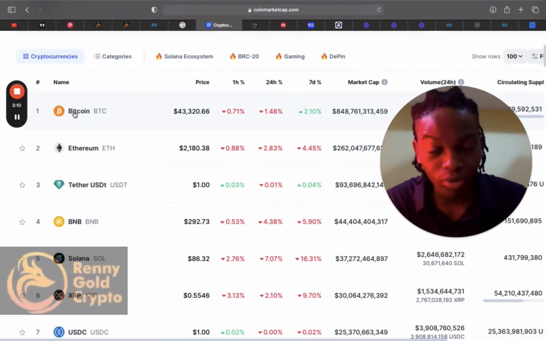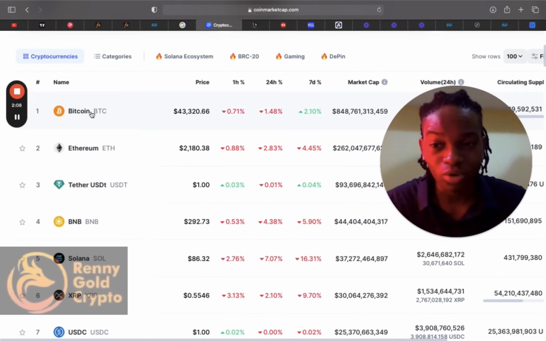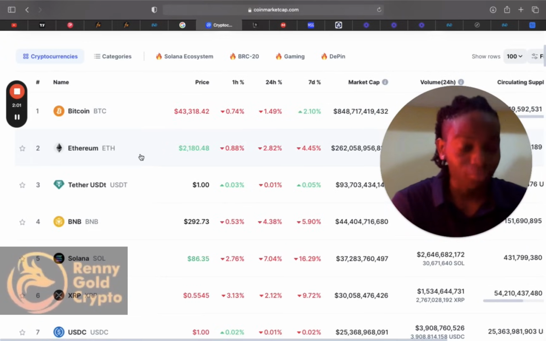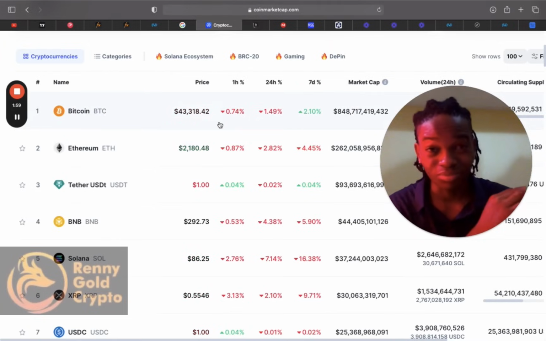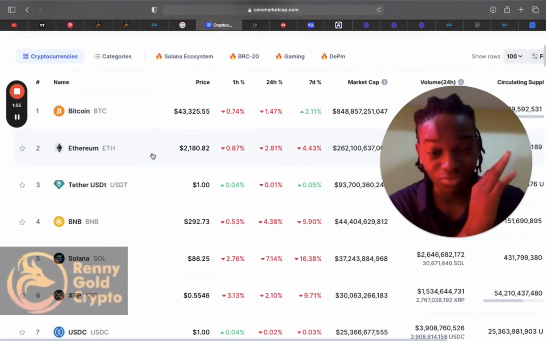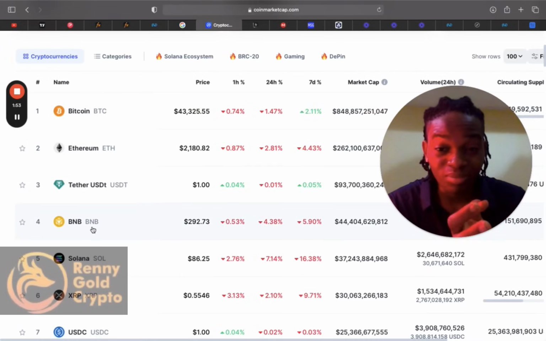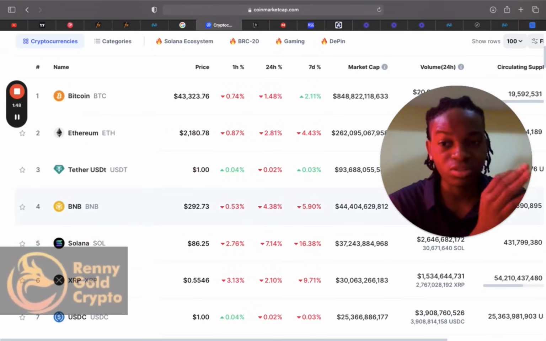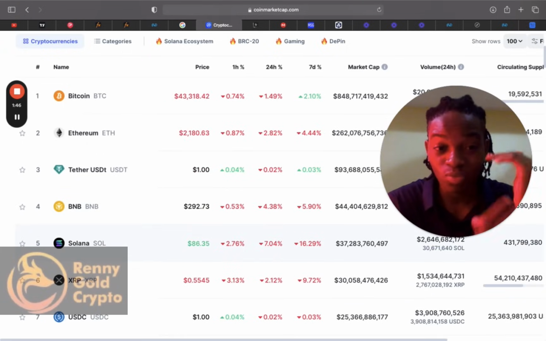Bitcoin is a sure system. Bitcoin is a digital property. Ethereum, the same applies, because they've been doing really well for the past 5 years. BNB here is as well a good one. So that's what I'm talking about. You must invest into something that has a high winning rate.